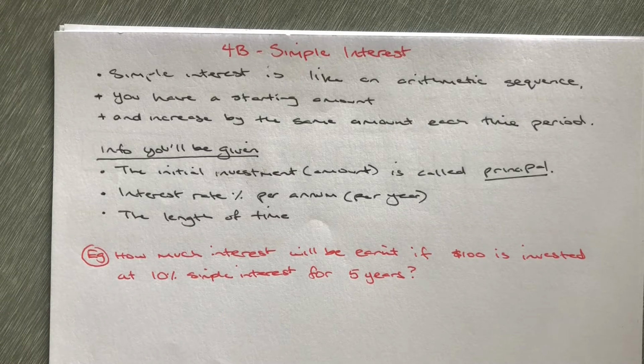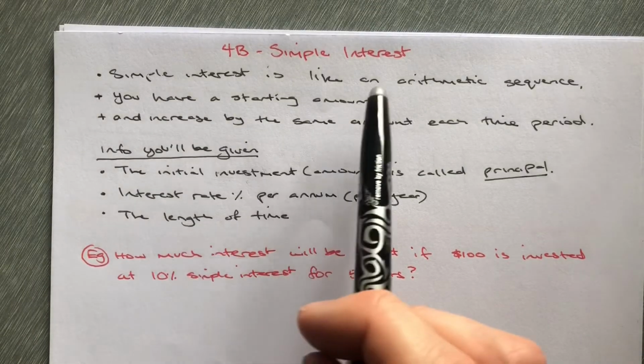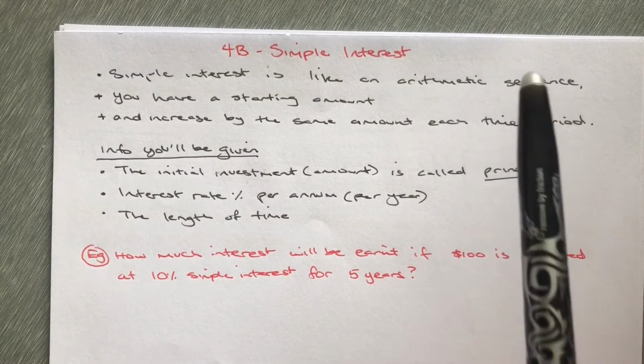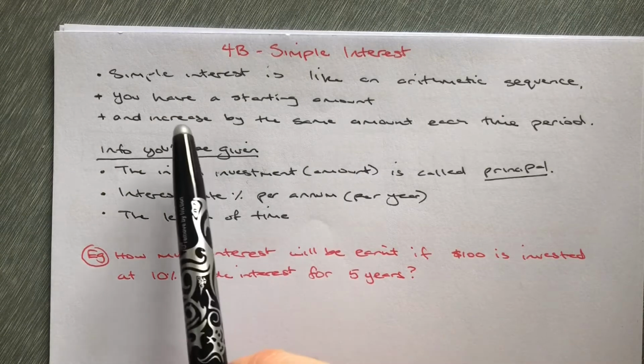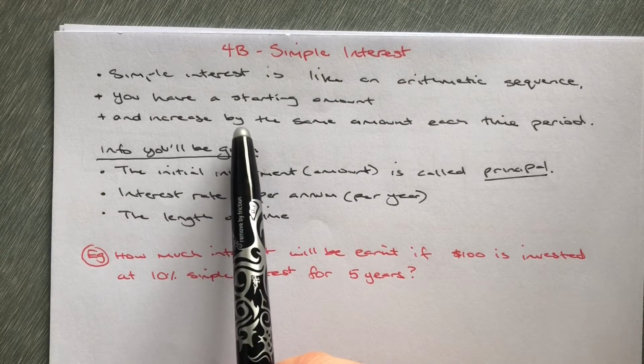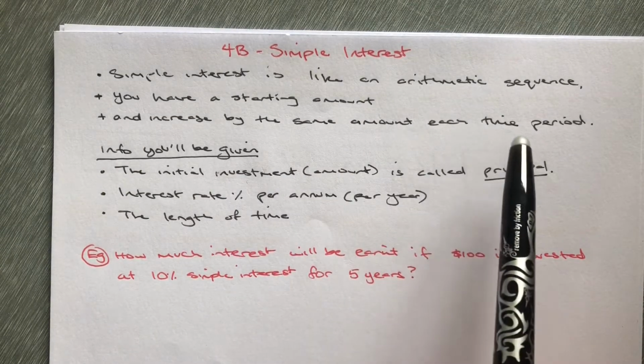So it's actually very similar to an arithmetic sequence where we have the starting number and then we go up by the same amount each time. I've written that in dot points up the top. So simple interest is like an arithmetic sequence that we've been practicing. You have a certain starting amount and we increase by the same amount each time period.